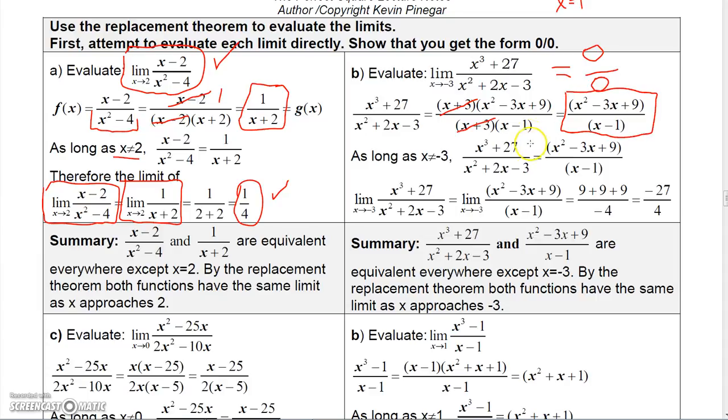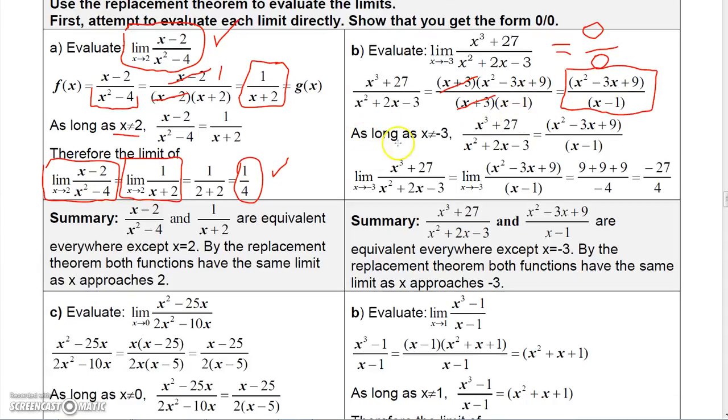So now when I want to evaluate this original limit, I can evaluate it by using the replacement function, x squared minus 3x plus 9 over x minus 1, and then I can plug -3 into this function to get my answer. And when I plug -3 into the top, I get 27, or -27, let's see.